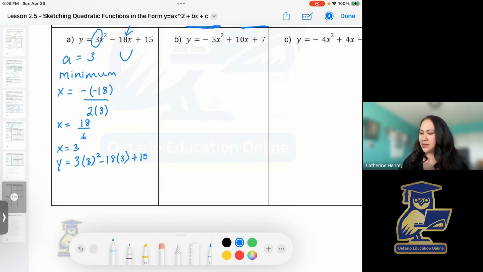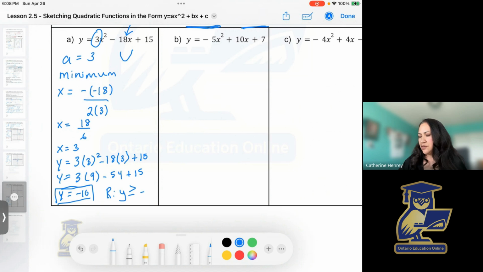And simplifying that, you get 3 times 9 minus 54 plus 15. And if we simplify that using a calculator, we get y equals -10. So what does this value represent? This is the minimum of this function. The minimum of the function is -10, which means the range is going to be y greater than or equal to -10.